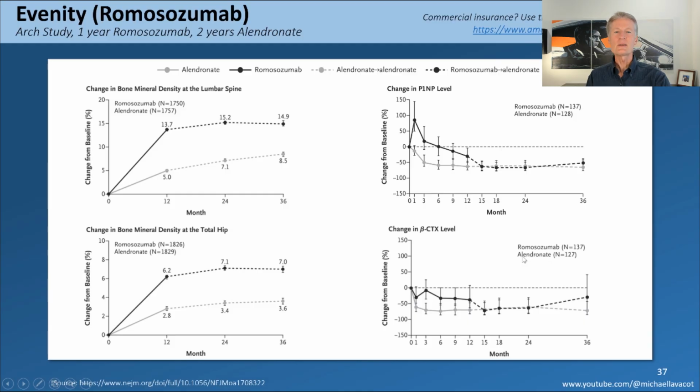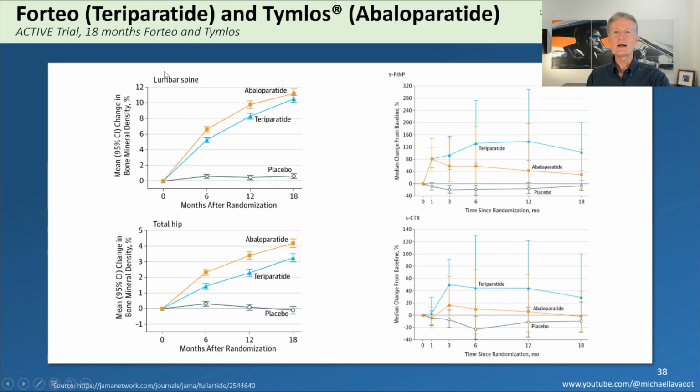So this is Evenity. This is Forteo and Tymlos. They actually had a clinical trial, that 18-month one. You can take it for 2 years, but this trial was 18 months. And it shows the two head-to-head, so you can see how they compare. And you can see how the bone markers are kind of different over here and how they work. Tymlos is a newer drug. It's a more optimized drug. And across the board, it just beats Forteo. At least it seems to.